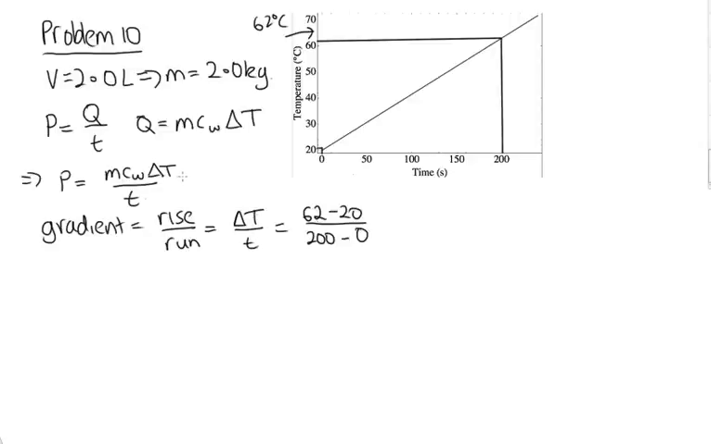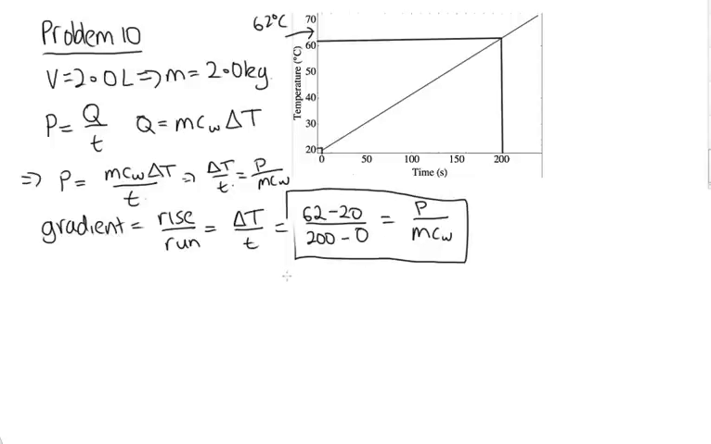Now, rearranging this equation here, we can see that the change in temperature over time, we've got to divide this by mc. So this is equal to P over mc. So what the question's asked us to find is this P. So let's rearrange this part of the equation to find out what P is. So P is equal to mc times 62 minus 20, so that's 42, over 200 minus 0, so that's 200.